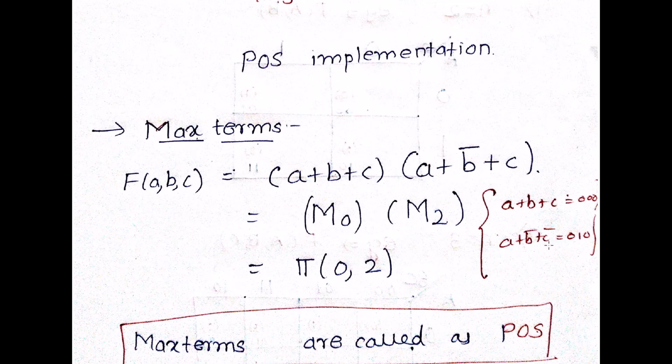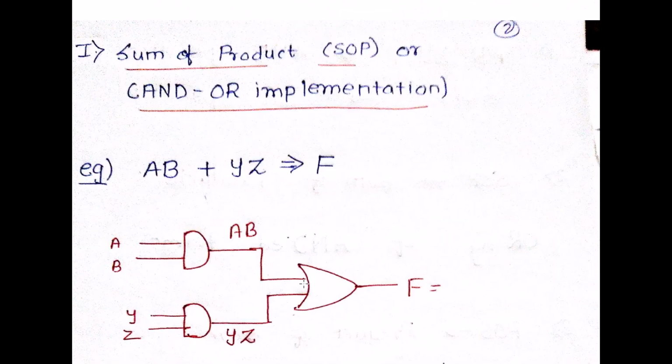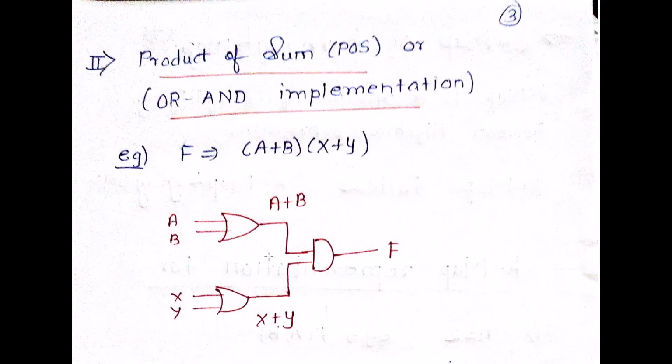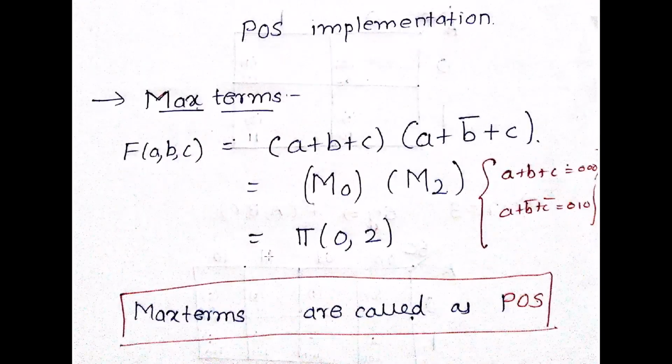it should be c over here. Okay, it is c, not c bar. It's a mistake over here. Please make the correction. I'm sorry for this. It should be a plus b bar plus c. In that case, it is 0, 1, 0. Understood? Therefore, it is given as capital M0 and capital M2, and the representation is in terms of pi. If you see in terms of your min terms, the representation was in terms of summation, whereas in case of your max terms, it's written in terms of pi, which is 0 and 2. Max terms are also called POS.